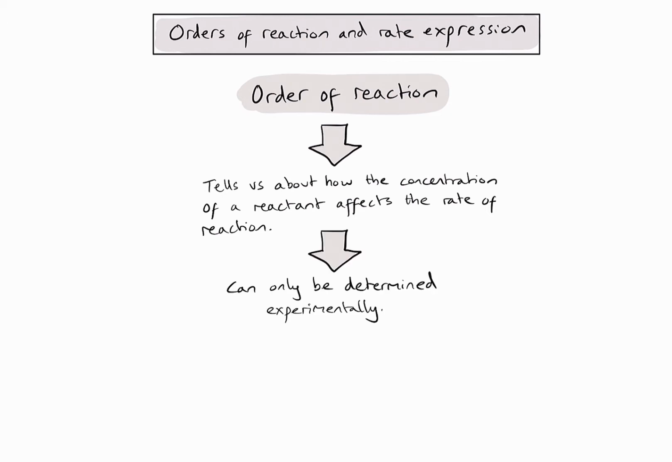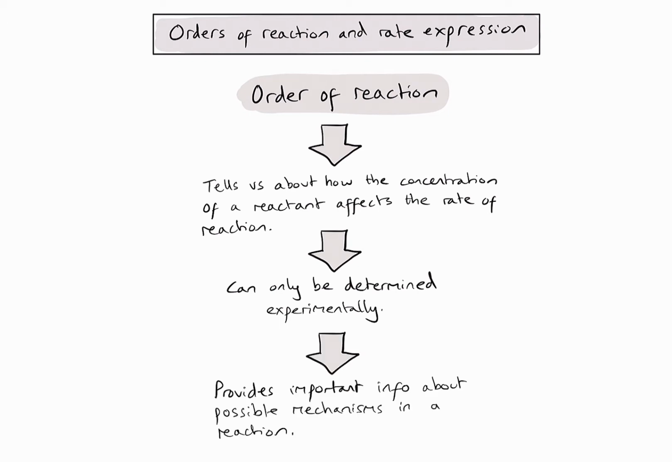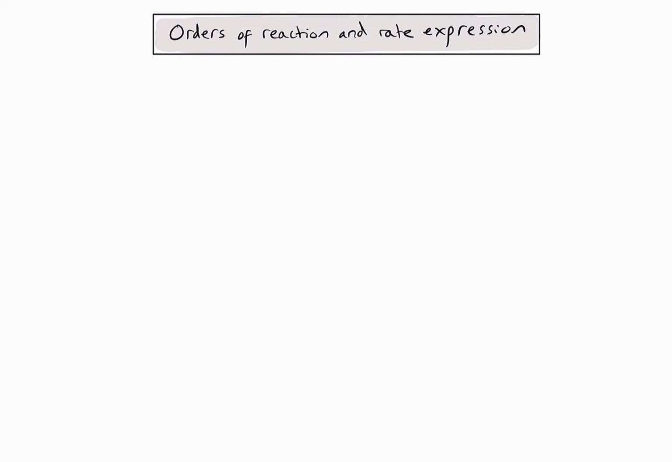As we'll see in following videos in this playlist, they provide important information about possible mechanisms in a reaction. Let's have a look at some examples. In this example, let's consider a chemical reaction with three reactants, A, B and C, reacting together to form D. I've collected some data where I've independently changed the concentration of A and measured the rate of reaction. I've independently changed the concentration of B and done the same, and then repeated also with C.